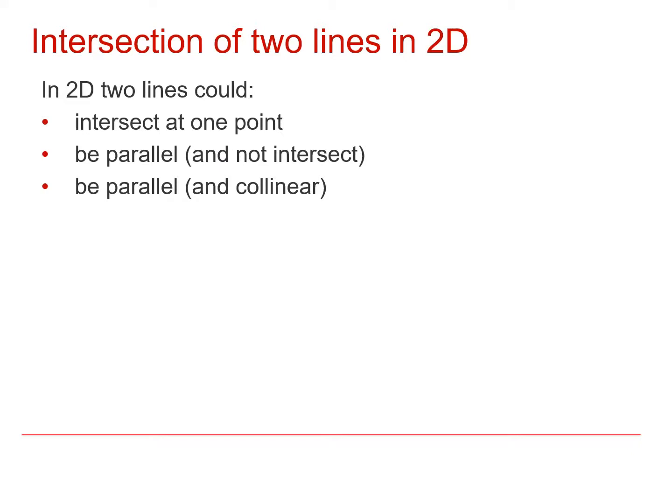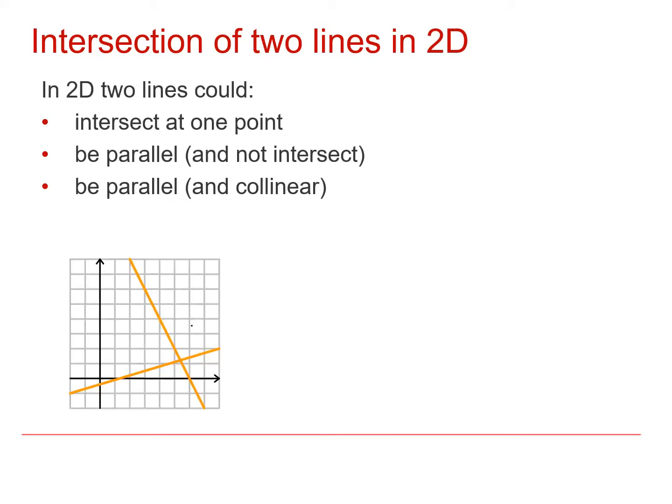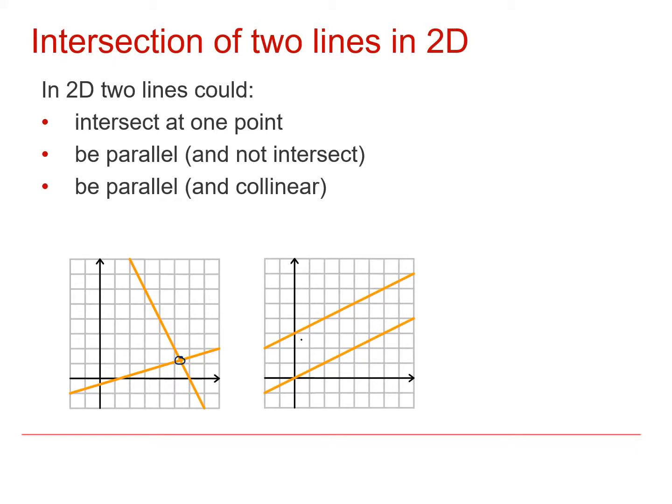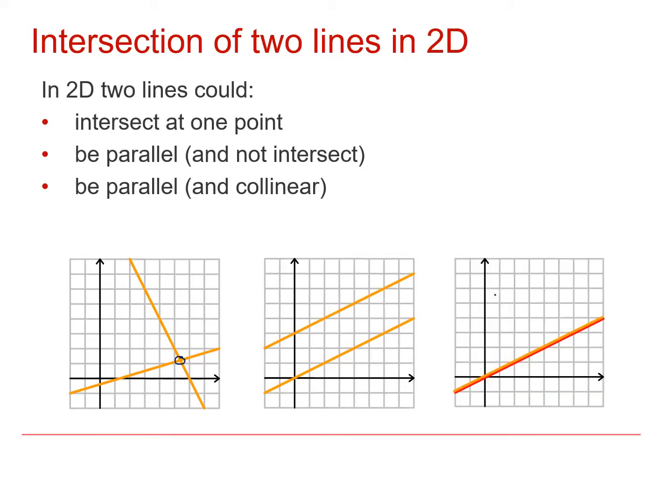The 2 lines could intersect at one point. So here you can see there's a single point of intersection. They could be parallel and not intersect, and in 2 dimensions these 2 lines will never intersect. Or they could be parallel and collinear, and although these are lying very closely side by side, it's intended to show that actually they share a point and a direction.